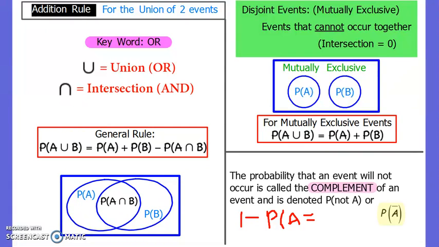If you ever see a bar over the A, that means the probability of it not happening. And another way to represent that would be the probability of this little tilde A. Essentially means the same thing. If you ever see that, again, it means not A. Probability of that thing not happening.